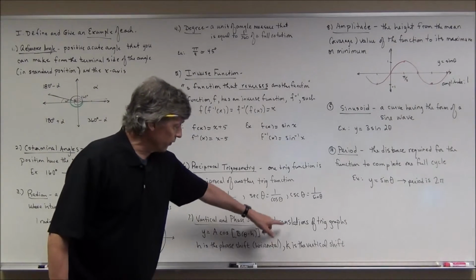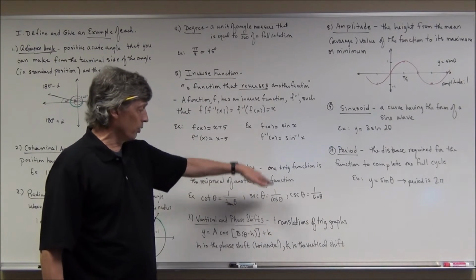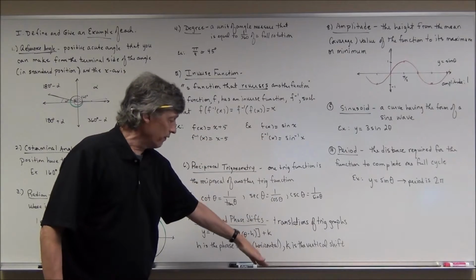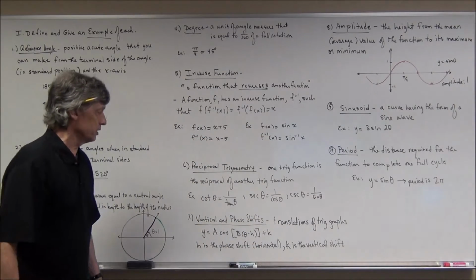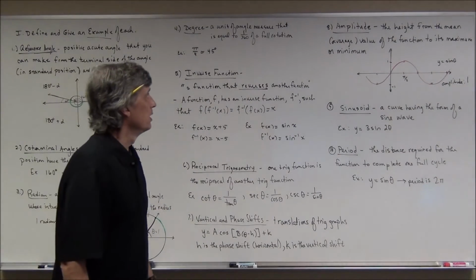And the k is the vertical shift. The k out here, and it looks just like it is. If it's a positive number, it goes upward that many units, k units. If it's minus k, it goes down k units. Vertical and phase shifts, translations.